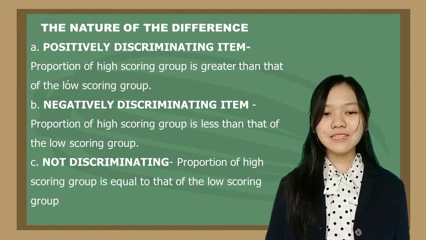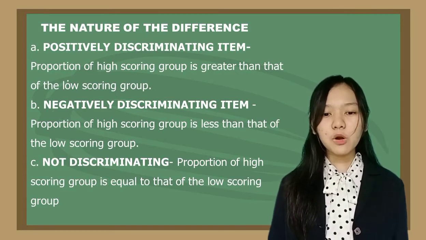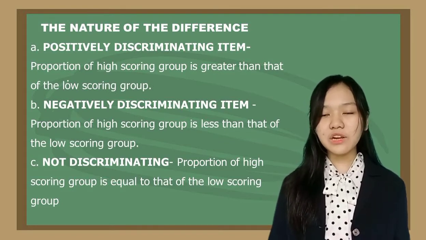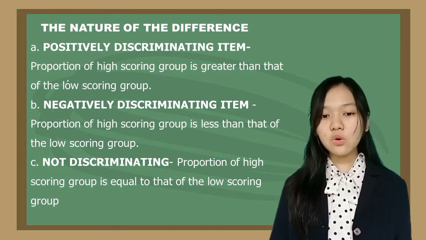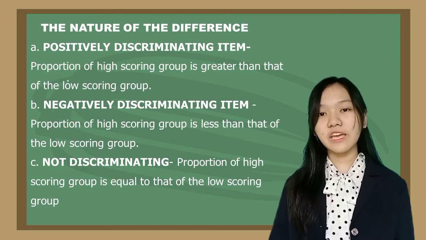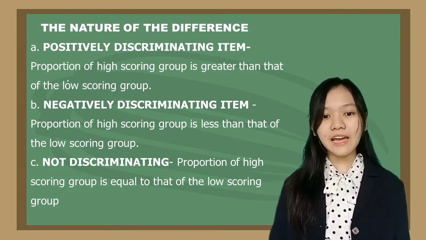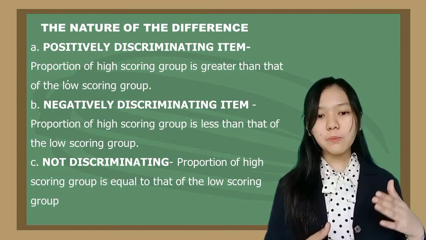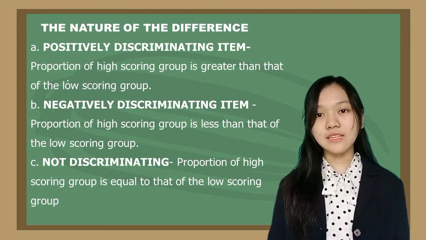The nature of the differences, first we have the positively discriminating item. The proportion of the high scoring group is greater than that of the low scoring group. So when we say high scoring group, this is the group who got the high scores, and the low scoring group is the opposite. They have the low scores. Having a positively discriminating item means that the high scoring group has a greater proportion that got the higher grades in the test.